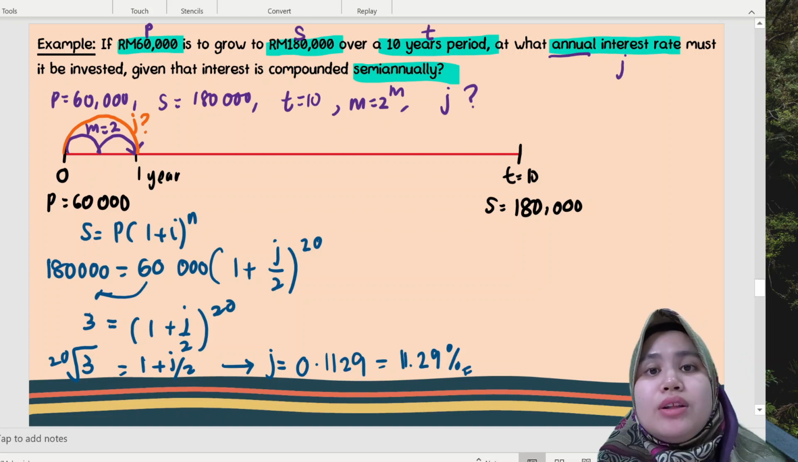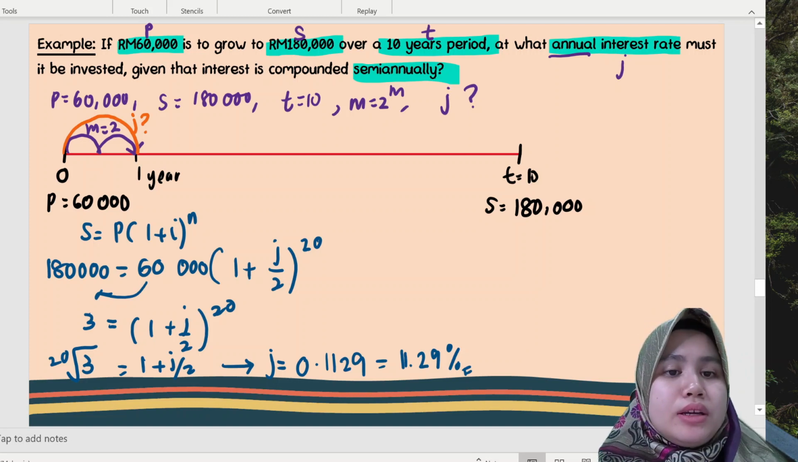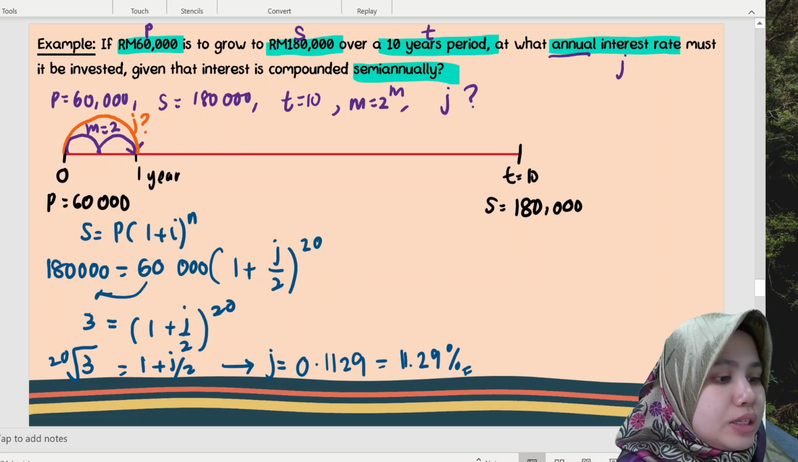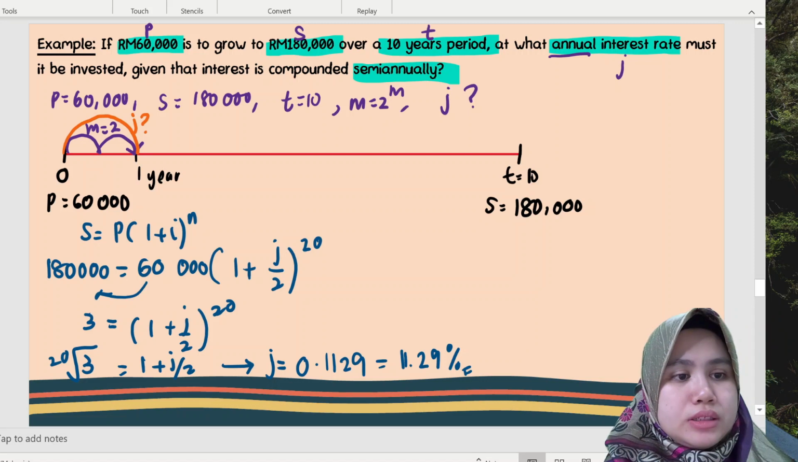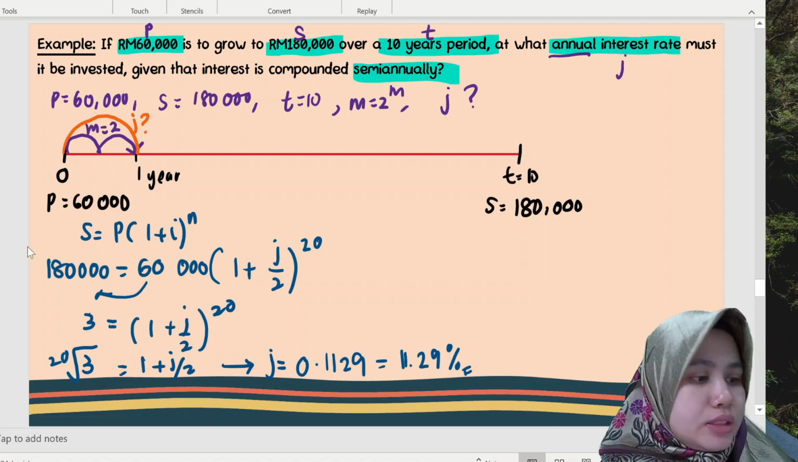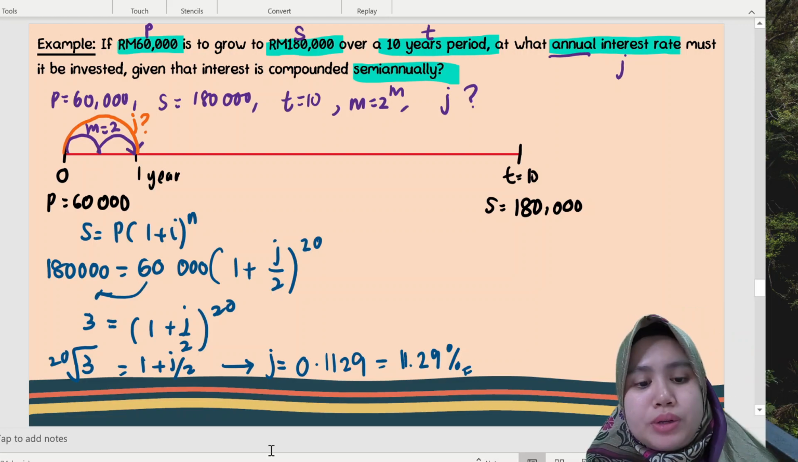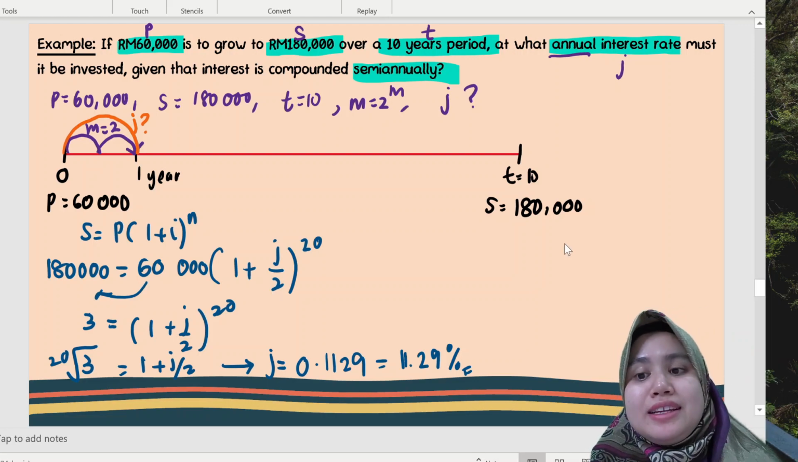I think that's all for the problem solving for this part. So we will continue to our next part of this lecture.